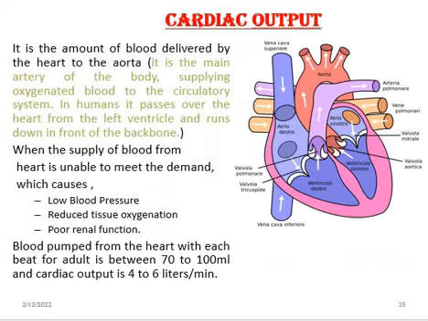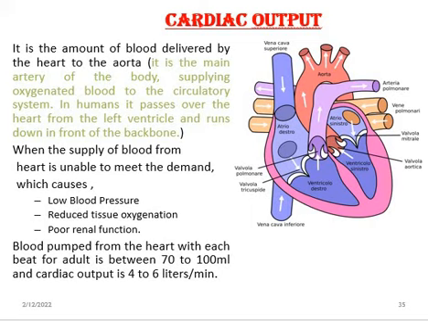In cardiac output, we are going to measure the amount of blood delivered by the heart to the aorta. The aorta is a type of tube where all the oxygenated blood is fed to the remaining parts of our body. So this is very important because it carries oxygenated blood to all the parts of our body.